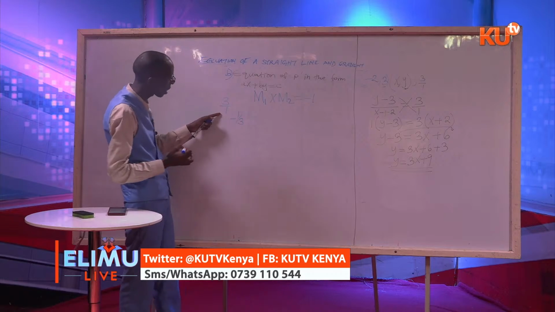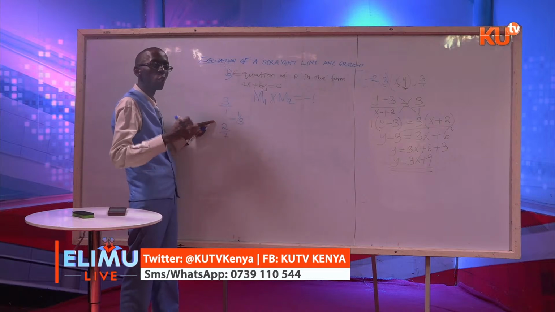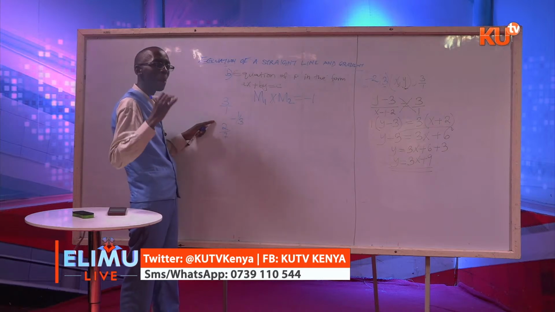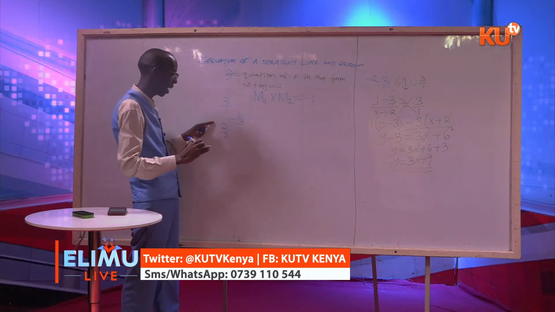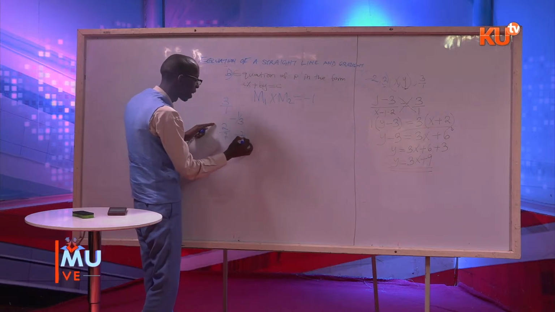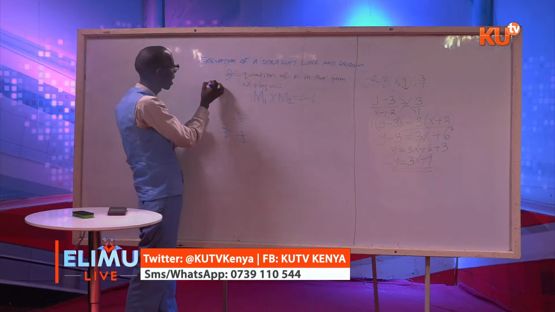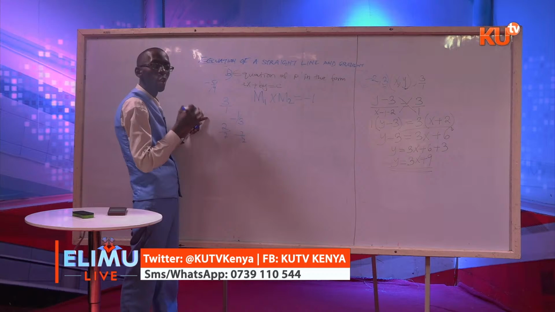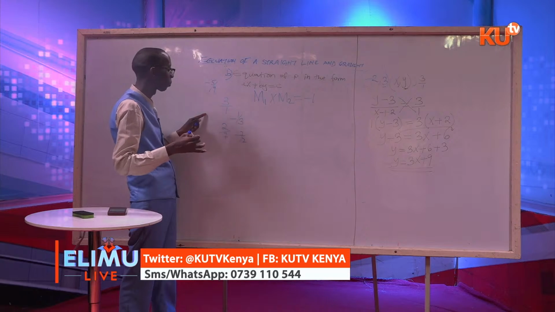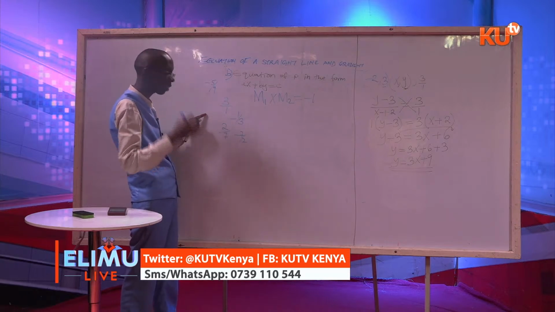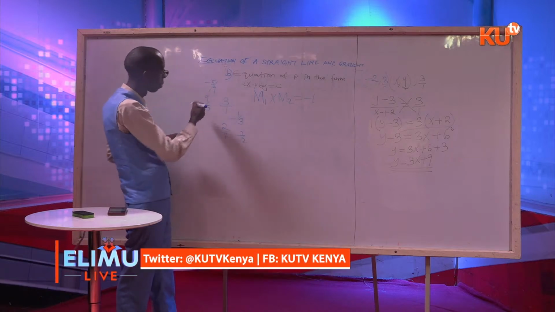My dear student, if the gradient of line 1 is 2 over 7, you want to get the gradient of a line perpendicular to line 1, then you reciprocate and change the sign. It will be -7 over 2. If the gradient of one line is -5 over 9, you want to get the gradient of a line perpendicular to this one. You reciprocate and change the sign. The gradient will be 9 over 5, positive, because this was negative.